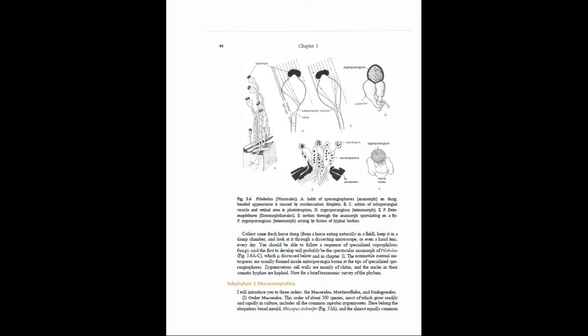Collect some fresh horse dung, from a horse eating naturally in a field, keep it in a damp chamber, and look at it through a dissecting microscope, or even a hand lens, every day. You should be able to follow a sequence of specialized coprophilous fungi, and the first to develop will probably be the spectacular anamorph of Pilobolus, Fig 3.6 A-C, which is discussed below and in Chapter 11. The non-motile asexual mitospores are usually formed inside mitosporangia borne at the tips of specialized sporangiophores. Zygomycete cell walls are mainly of chitin, and the nuclei in their somatic hyphae are haploid.